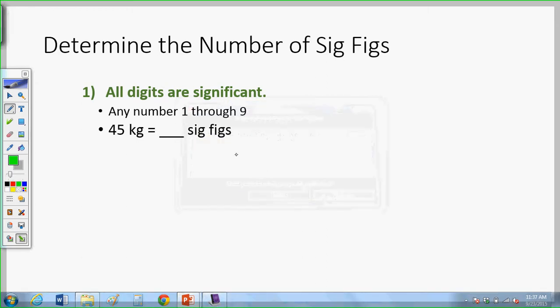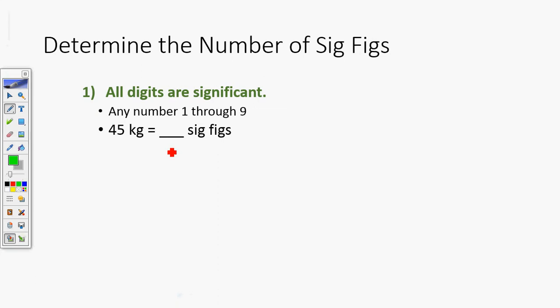So what I'm going to do is talk about this measurement, 45 kilograms. I'm going to use check marks to help me apply rule number 1. I'm going to put a check mark above any number that is a digit, number 1 through 9. So the 4 is a digit, the 5 is a digit. Oh, I've gotten to the end of my measurement. Well, that was easy. So how many significant figures did I have? I had 2 significant figures. Let's move on to the second rule, where it gets a little bit more complex.